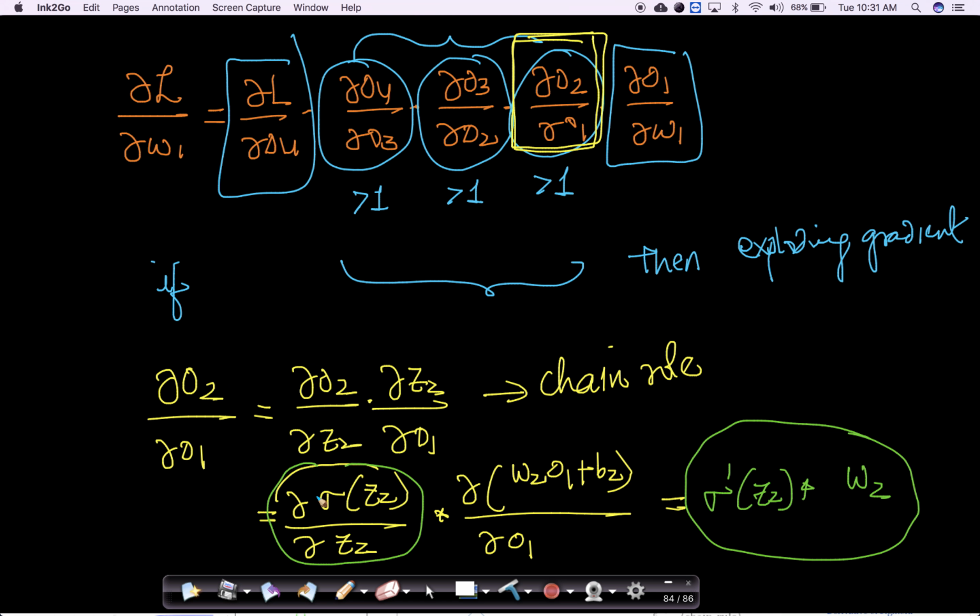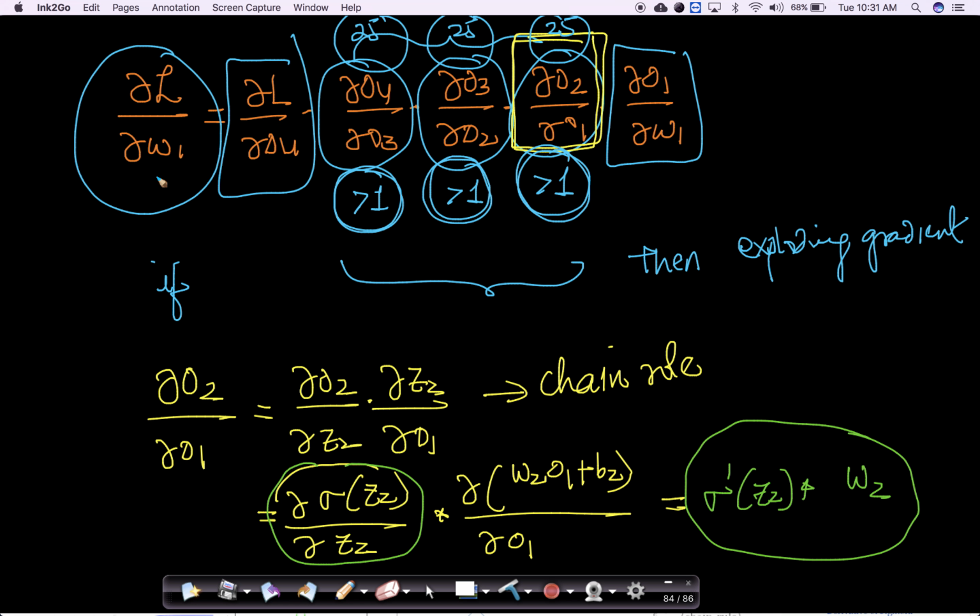And just the way this derivative can be greater than 1, I can construct an example where this derivative also will be greater than 1, and this derivative also will be greater than 1. So imagine if this derivative is 25, this derivative is 25, and this derivative is also 25. You are multiplying three extremely large values, and the overall derivative of the loss with respect to W1 has simply exploded. It has become very, very large now, isn't it?